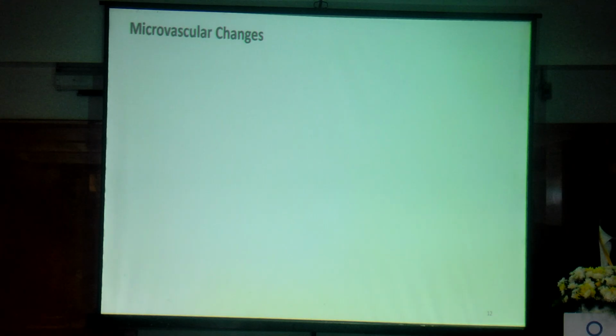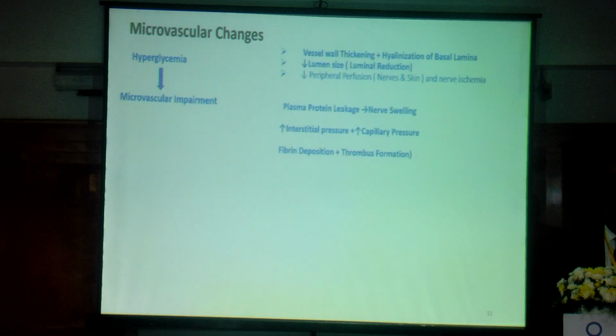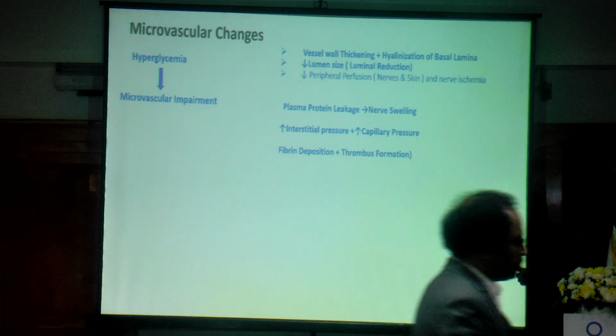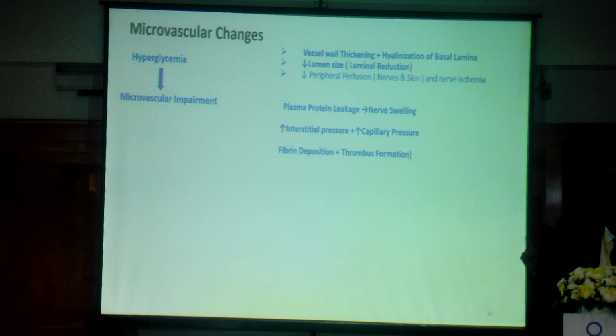Next to the oxidative pathway and the polyol pathway, one of the main things that affects the nervous system is the microvascular changes that occur due to hyperglycemia: microvascular impairment of the vessel wall, thickening and hyalinization of the basal lamina, decreased lumen size, and decreased peripheral perfusion of the nerves. Not only the nerves, even the peripheral perfusion of the skin is affected, and nerve ischemia is produced. Thereby plasma protein leakage and nerve swelling occur, which cause increased interstitial pressure and capillary pressure. Finally, you can see fibrin deposition and thrombus formation.